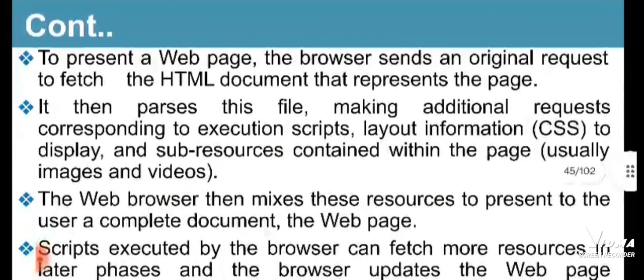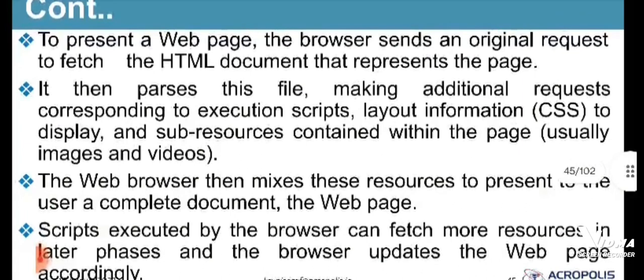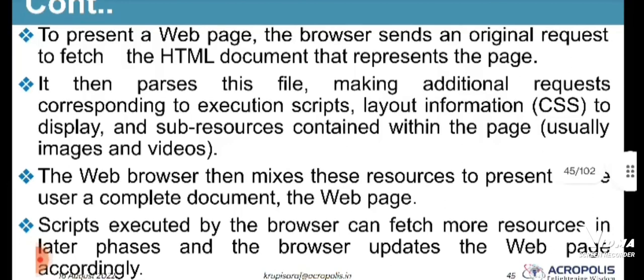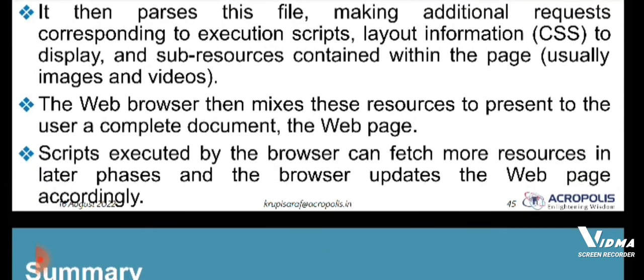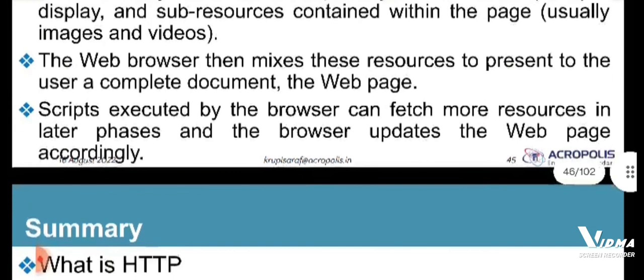To present a web page, the browser sends an original request to fetch the HTML document that represents the page. It then parses this file, making additional requests corresponding to execution scripts, layout information to display, and sub-resources contained within the page. The web browser then mixes these resources to present the user a complete document, which is called a web page. Scripts executed by the browser can fetch more resources in later phases, and the browser updates the web page accordingly.